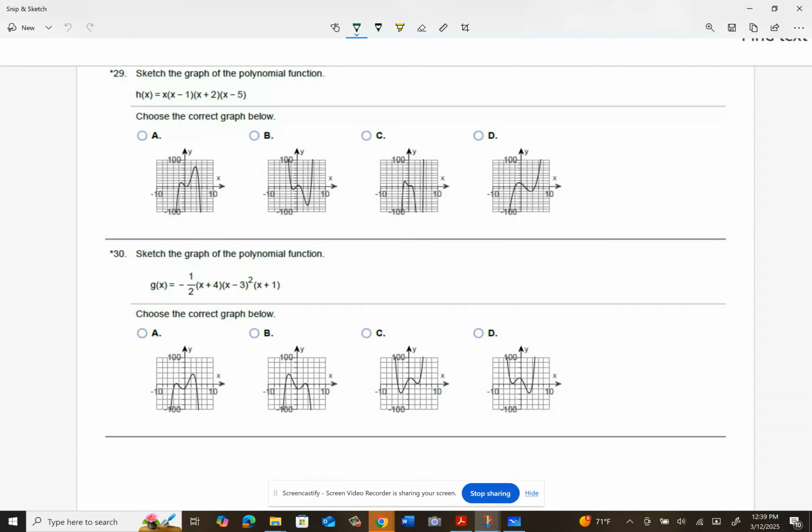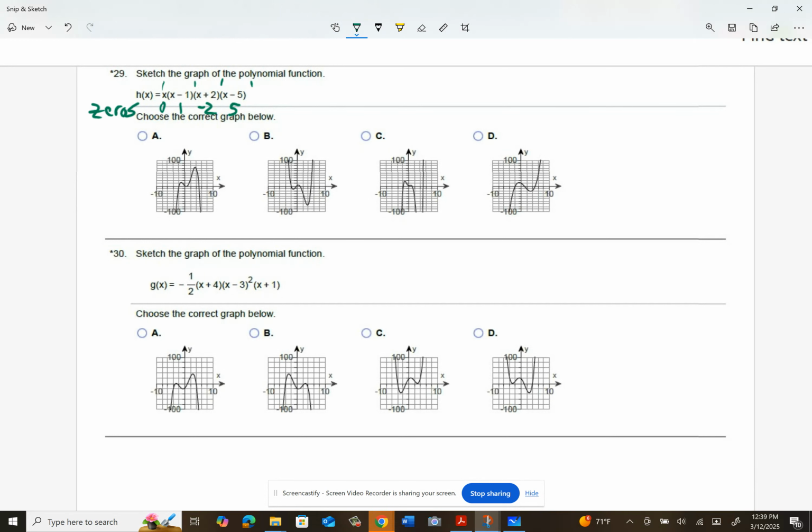All right, this one's nice because they have it already multiplied out, already factored out, which means that it's easy to get your zeros. The zeros are going to come from those factors. So you're going to get a 0, a 1, a -2, and a 5. So it should have 4 spots where it crosses the x-axis. And each of them has a multiplicity of 1 because each of those factors just occurs one time. So you know it's going to pass through smoothly.